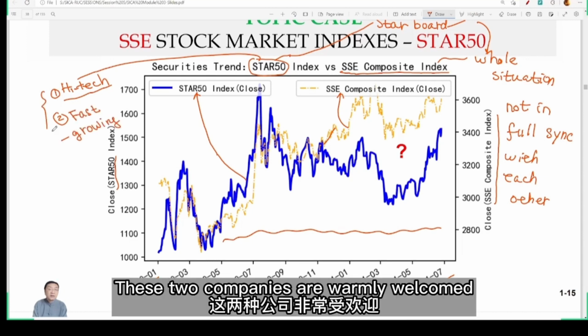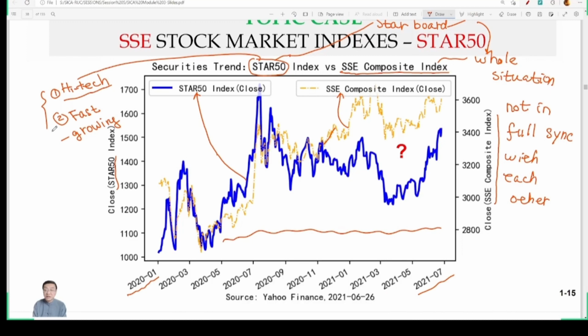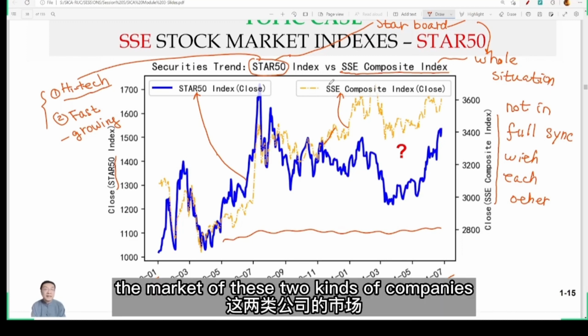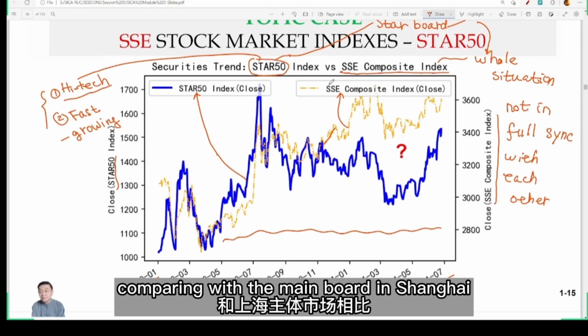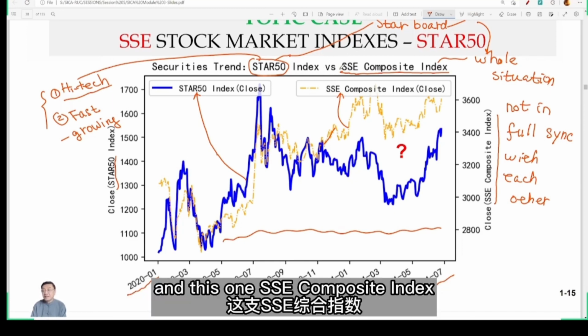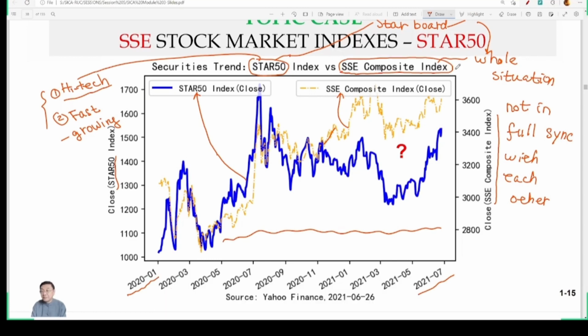These two companies are warmly welcome on the Star Board in Shanghai. Now let's look at the market of these two kinds of companies. What are the differences compared with the main board in Shanghai? And this one, the SSE Composite Index, primarily describes the situation of the main board in Shanghai.